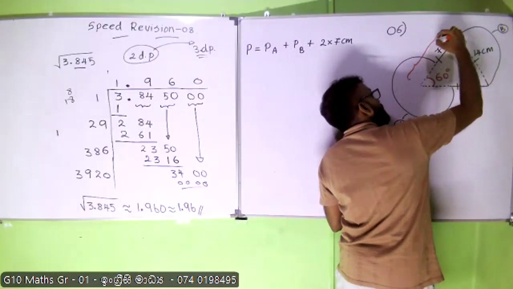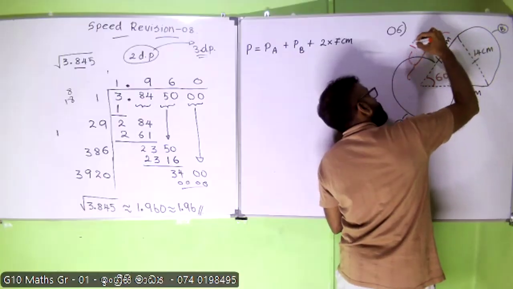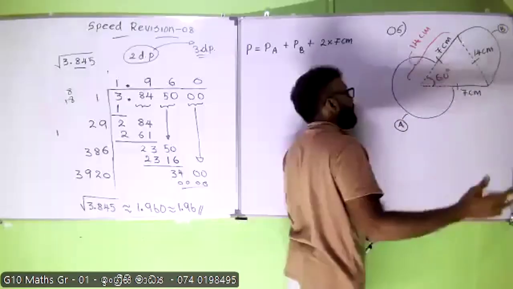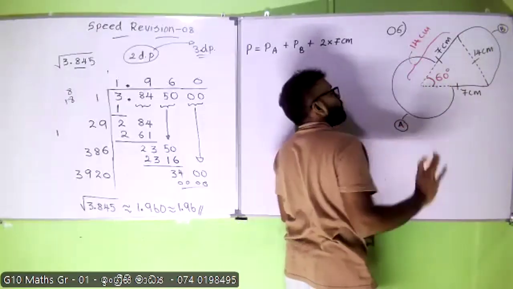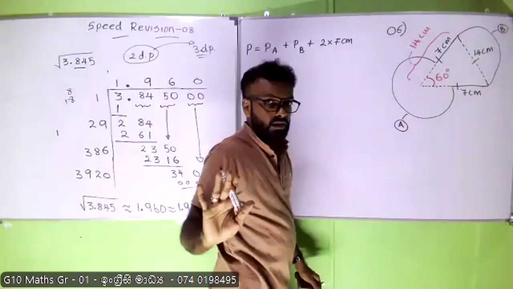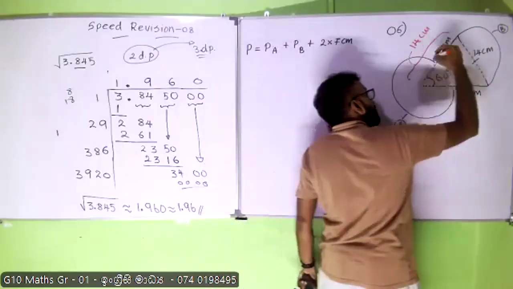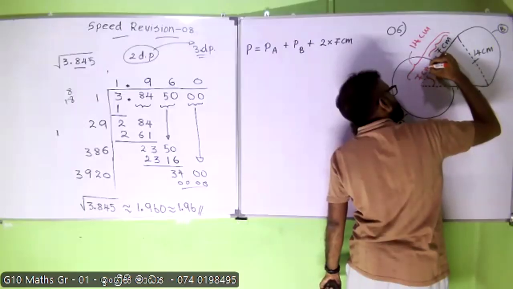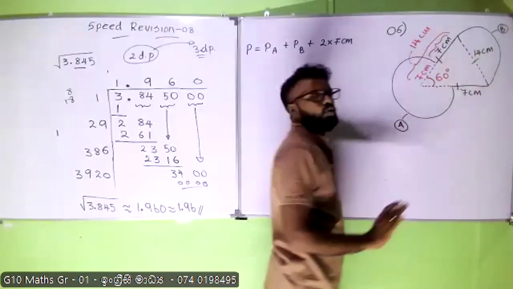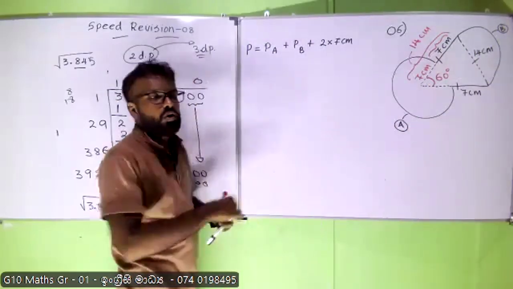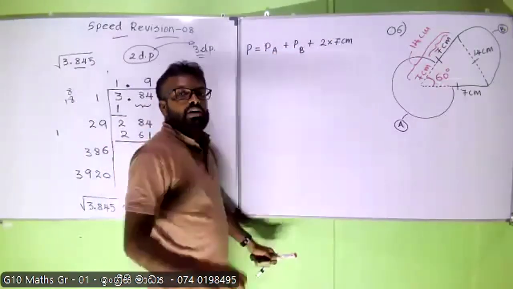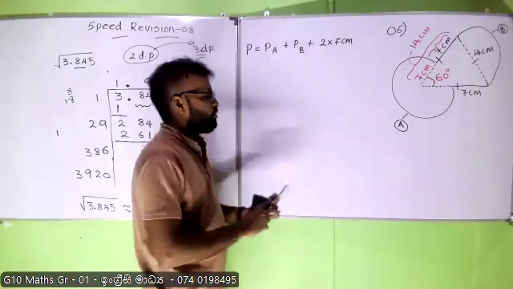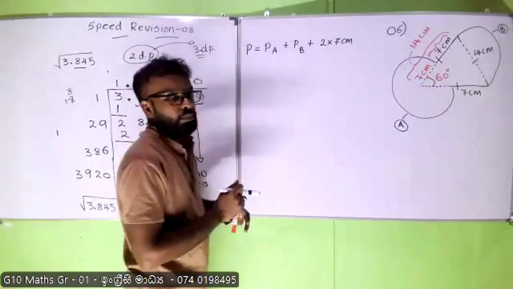This full length becomes 14 centimeters because this is an equilateral triangle. If they have given this length as 7 centimeters, then this length is also 7 centimeters. So no need to worry about that. Also now you know all the things that you need to figure this out. Now we are going to jump into the question.